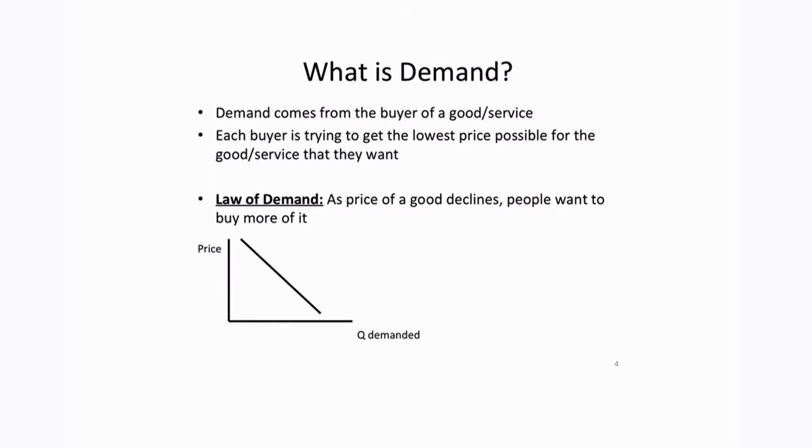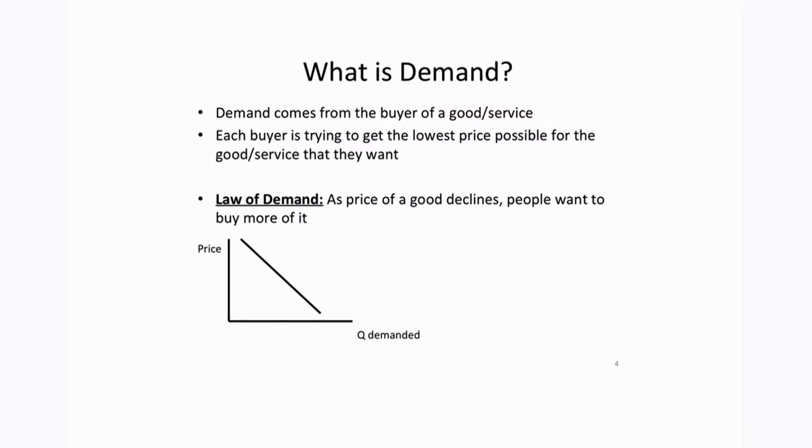Demand comes from the buyer of the good or service. For each buyer, remember, they are trying to get the lowest possible price. We have what we call the law of demand. The law of demand tells us that at a low price, we will have a high quantity demanded. And at a high price, we are going to have a low quantity demanded.